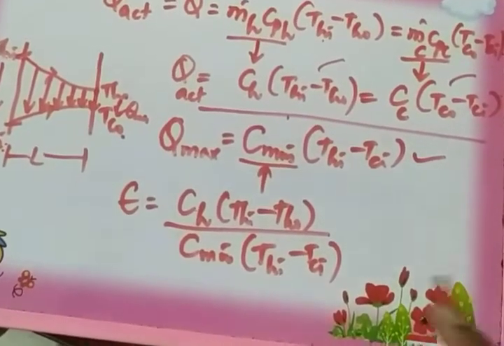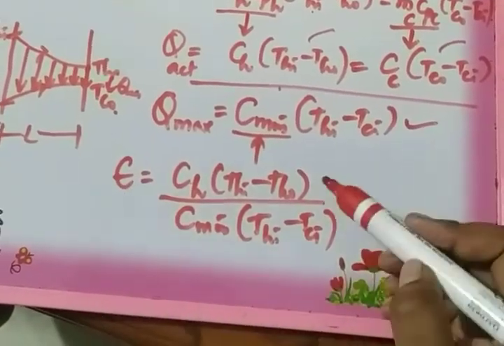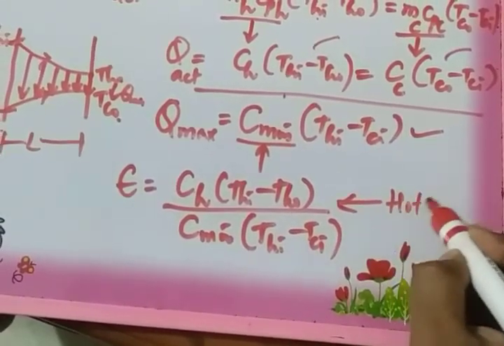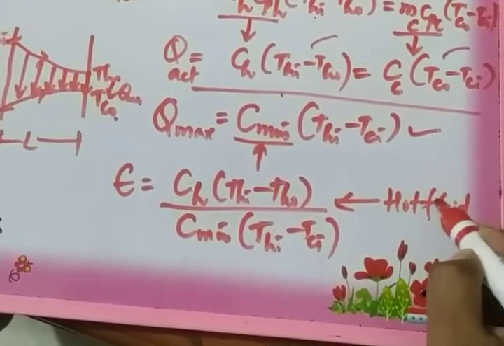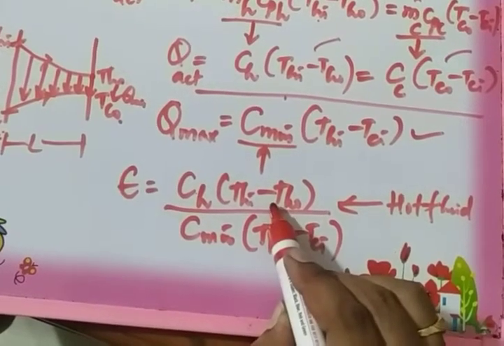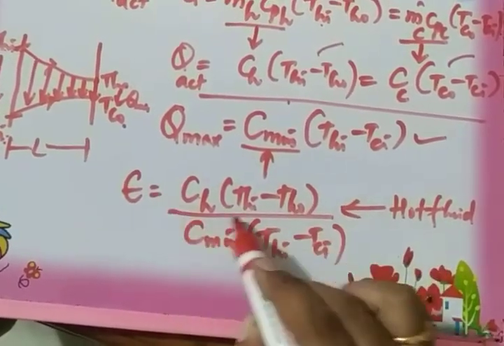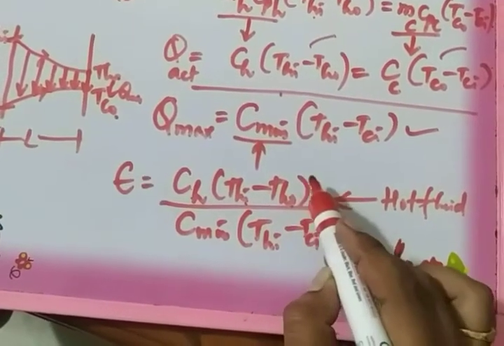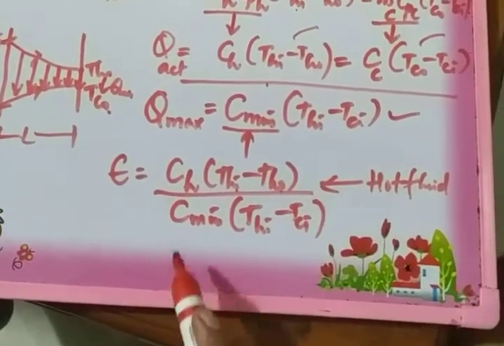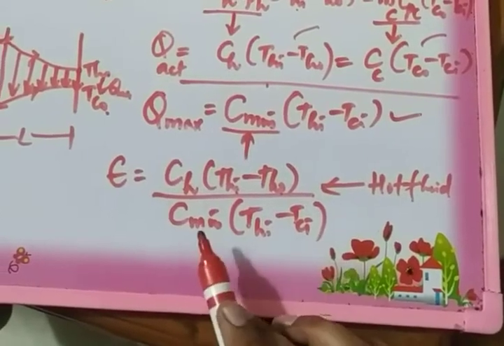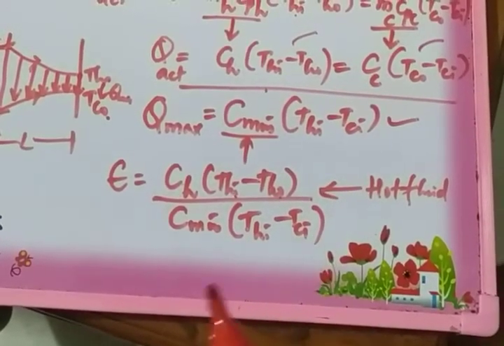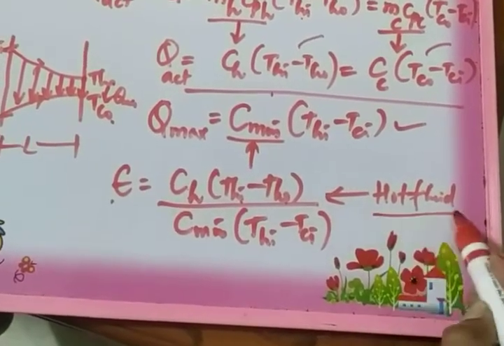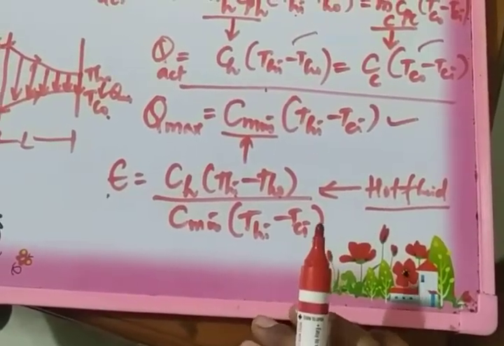You can have a look at this. Effectiveness I have written is based on hot fluid, because the heat transfer is occurring from the hot fluid I have considered. So the rate of heat transfer is given by CH into THI minus THO. This is now the actual heat transfer. That divided by the maximum heat transfer, C min into THI minus TCI. So this is the effectiveness formula when we consider hot fluid.